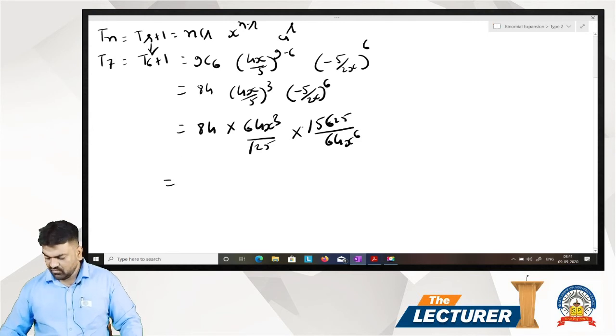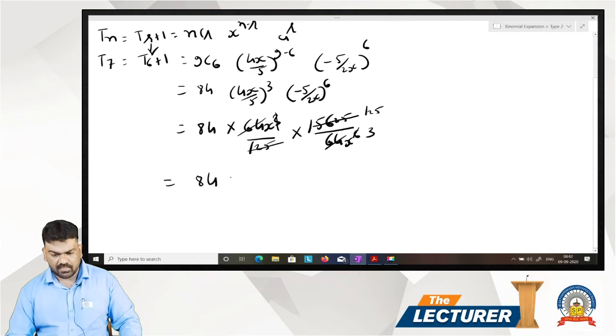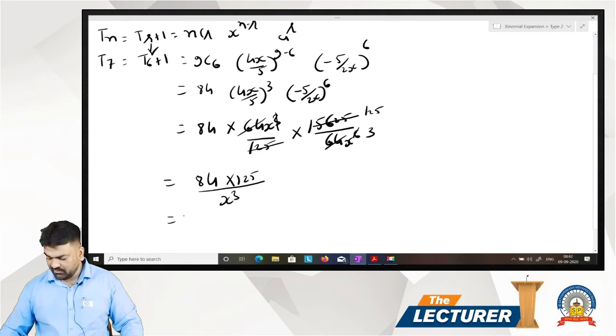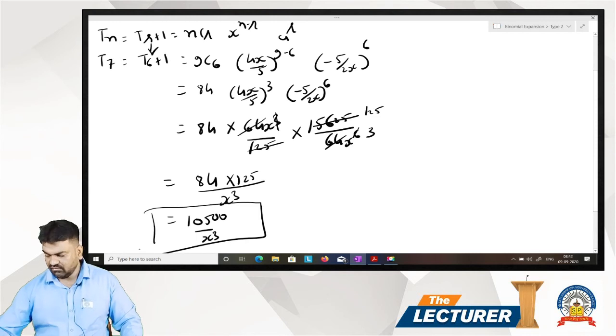Okay, 15625 divided by 125, that is 125. x^3 divided by x^6, so x^3 remains in the denominator. 64 cancels, so 64 multiplied by 125 divided by x^3, that is 10,500 divided by x^3. This is your answer.